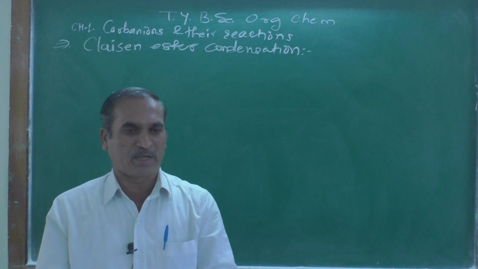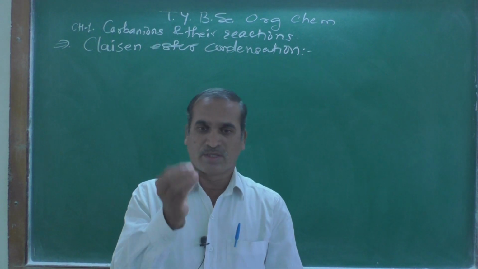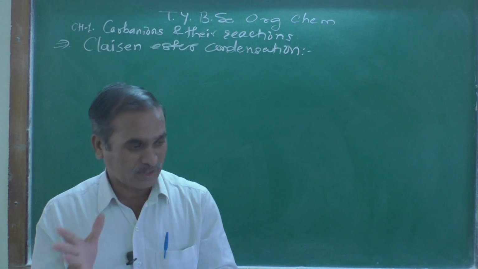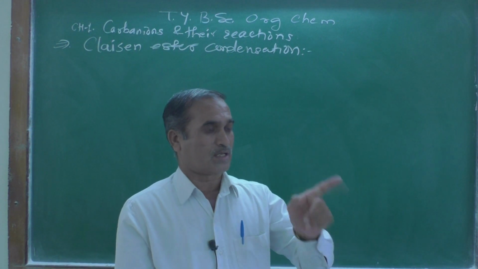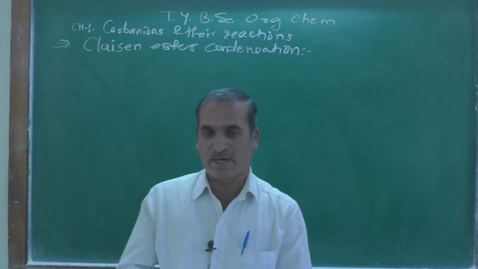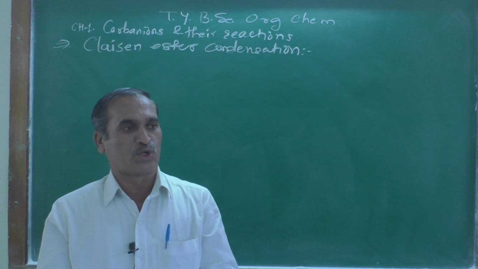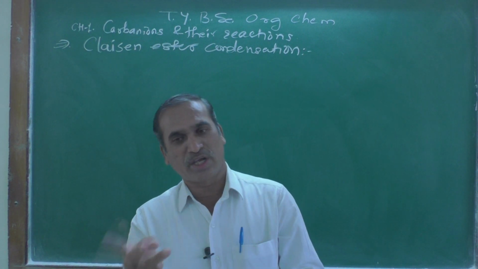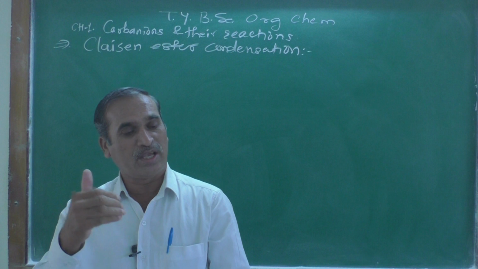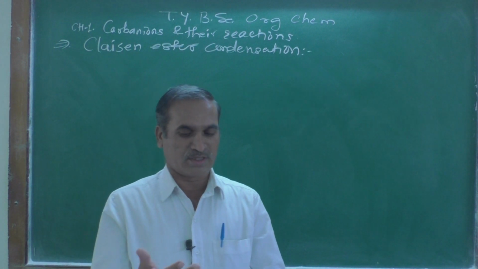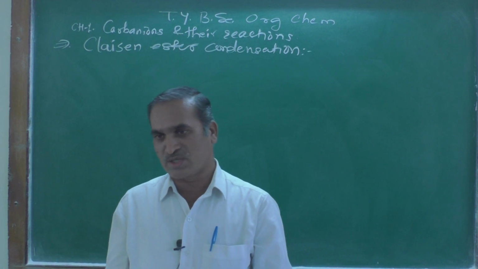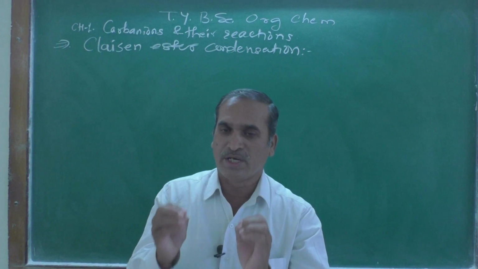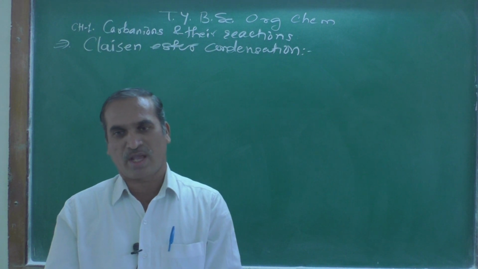But in aldol condensation, the substrate or starting material is a carbonyl compound, like an aldehyde or a ketone. In those compounds, the reactions take place. There are three kinds of reactions: a simple aldol condensation reaction, cross aldol condensation reaction and the intramolecular aldol condensation reaction.